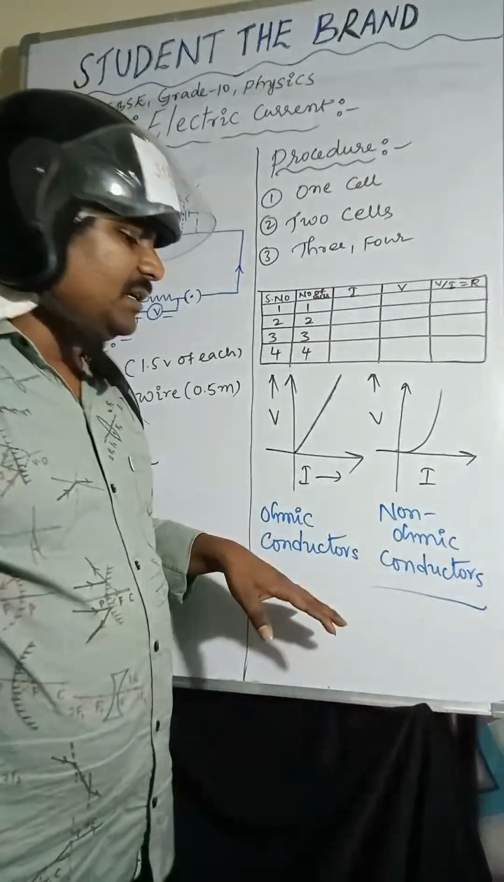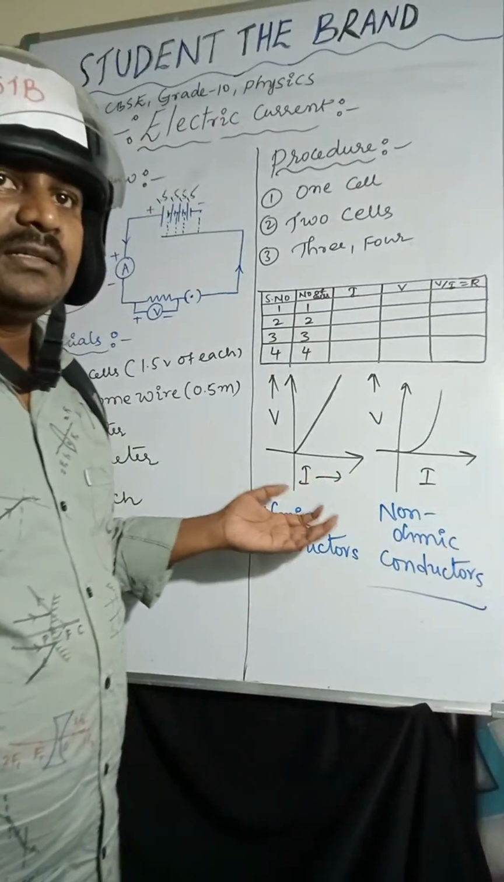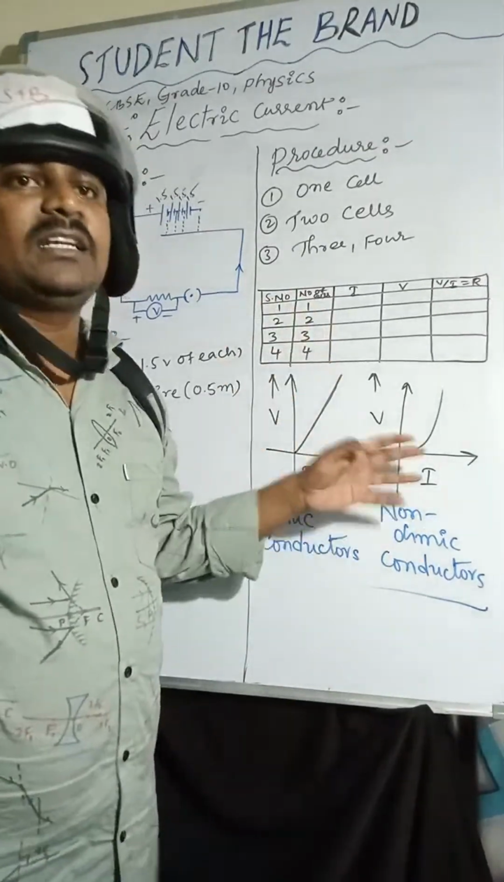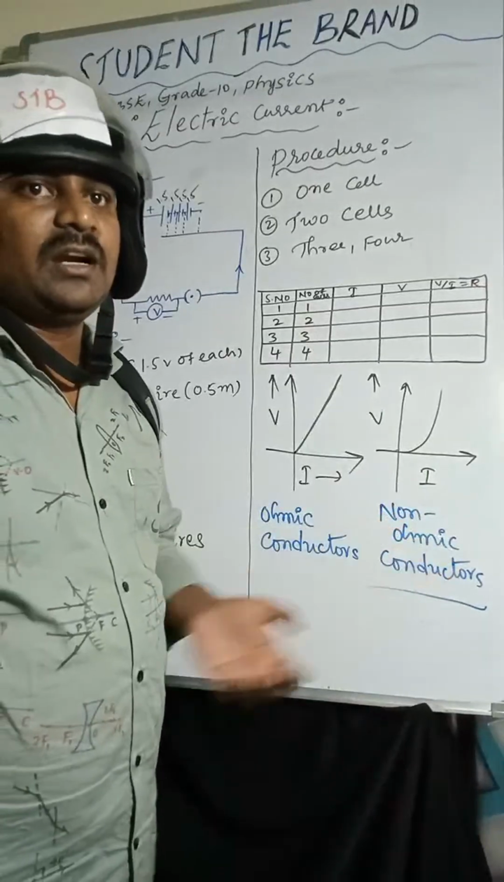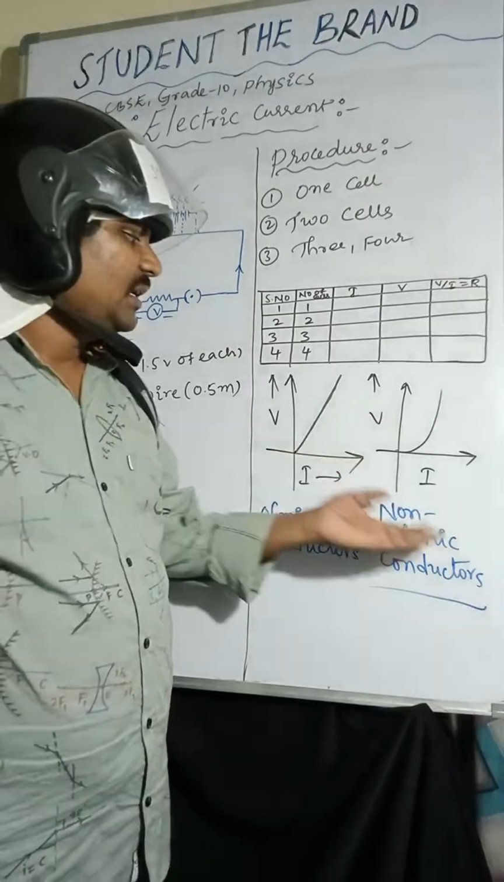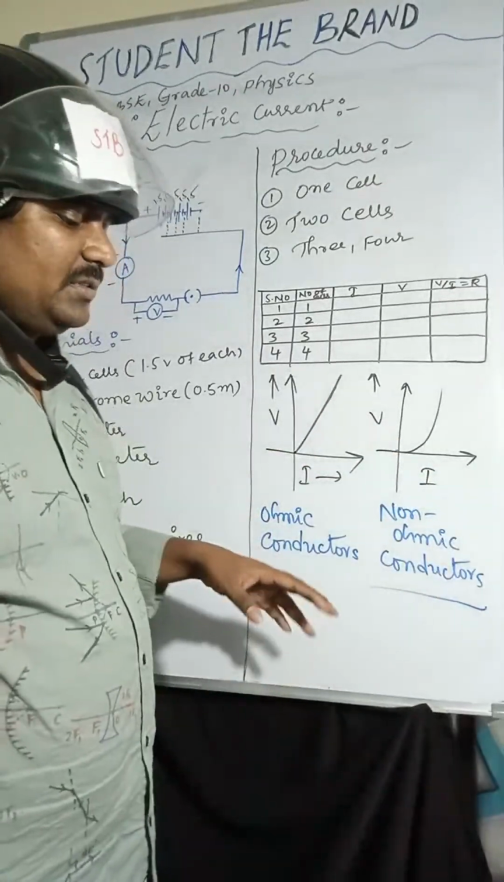Ohmic conductor means the substances which follow Ohm's law. The conductors which obey Ohm's law are called ohmic conductors. The conductors which do not obey Ohm's law are called non-ohmic conductors.